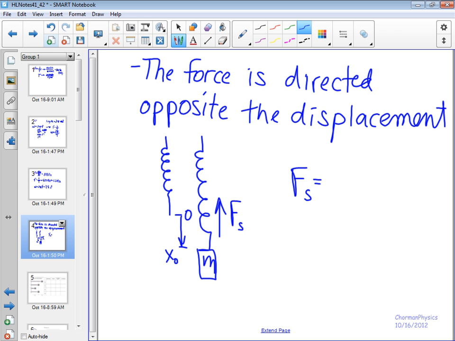So the force from a spring, the equation that we use for this is Fs is equal to negative kx, all right? Where x is the displacement and k is what we'll call the spring constant. And this tells us how stiff the spring is. So if the spring is stiffer, you're going to need more force, and they're directly proportional. No big surprises there.